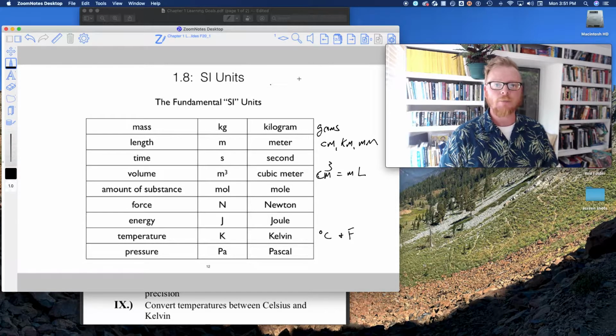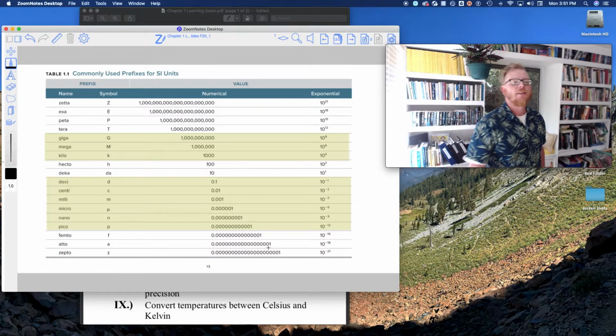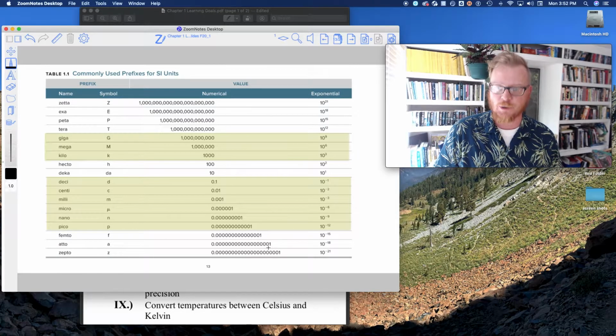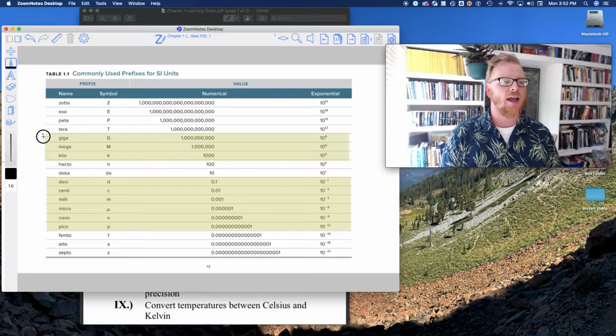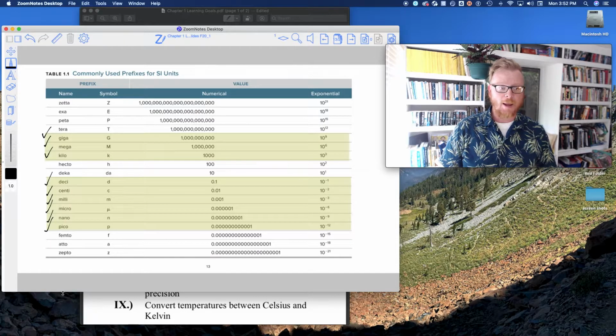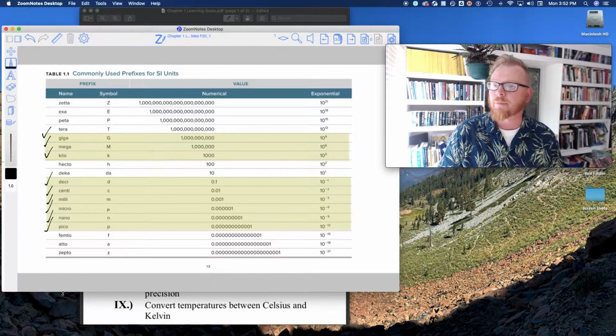Okay, so moving right along. Here we have the commonly used prefixes for SI units. There's a whole bunch of them on here. The ones that I have highlighted on this list, and that I'm checking through here, are the ones I want you to know for this class. All of the others, you can memorize them if you want, but you don't have to. But these yellow ones are the ones I want you to know for the class.